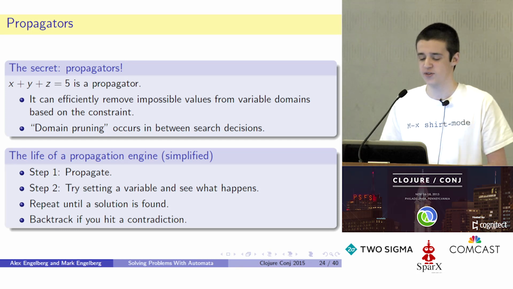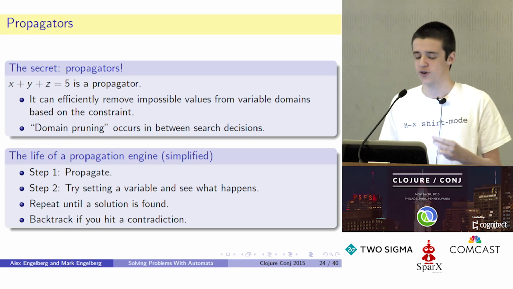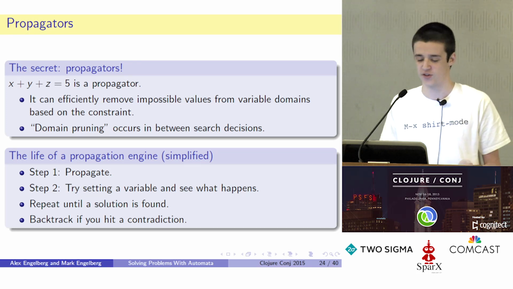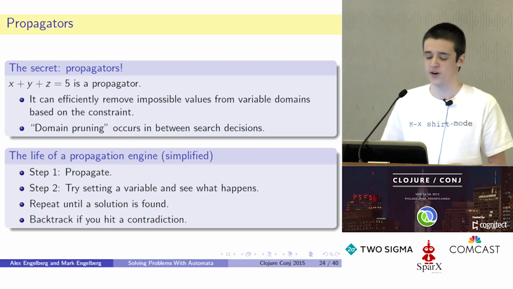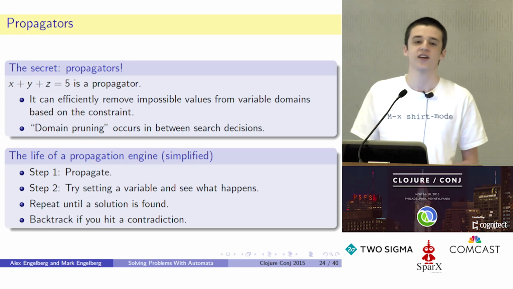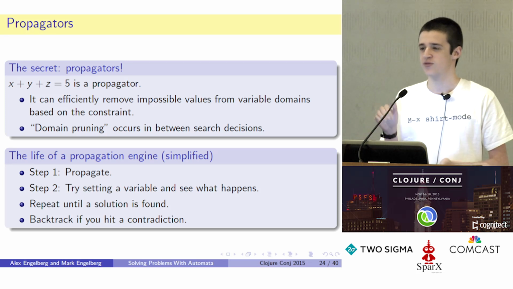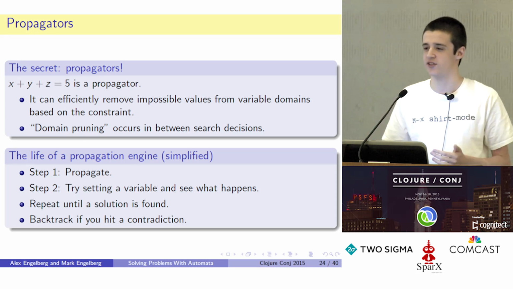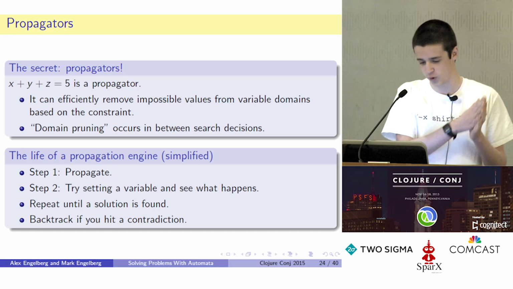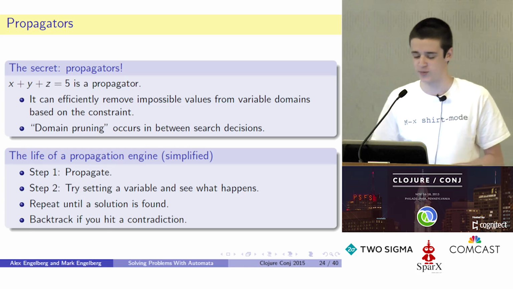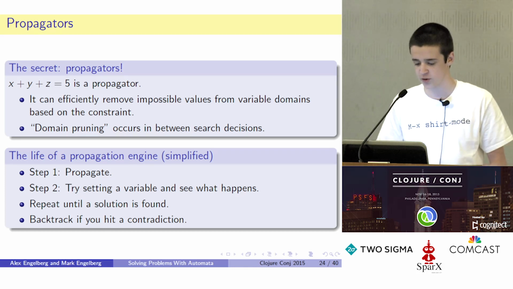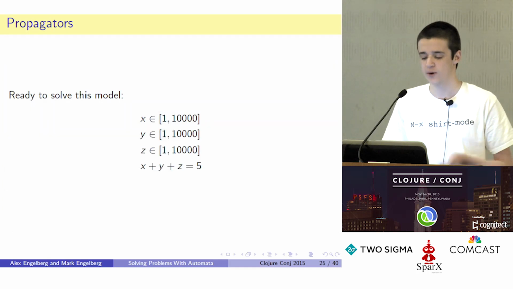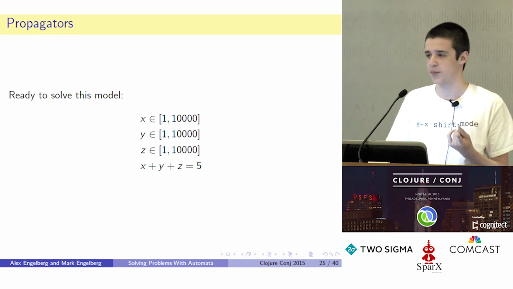A propagator's job is to efficiently remove from each variable's domain all the impossible values based on the constraint that I gave it. Essentially, what a propagation engine does is, if you imagine a depth-first search, every time you go into the search tree or make some kind of decision, before you do that, you run all of your propagators to trim all the domains first. So here's an example of that. Here's our propagator model. We have the domains, and then we have one propagator.